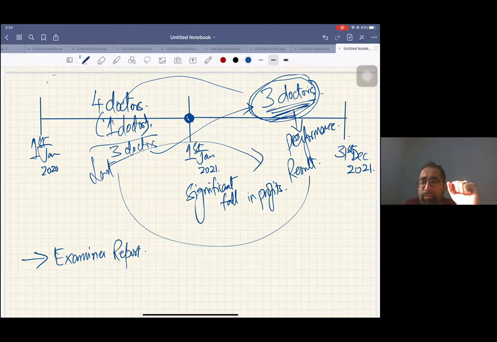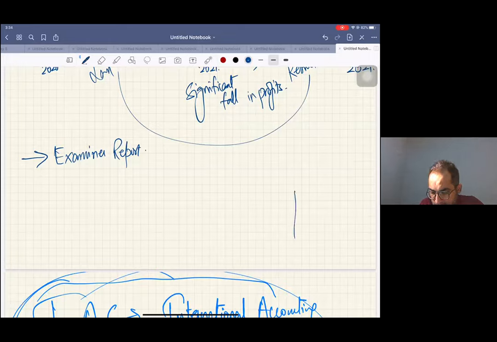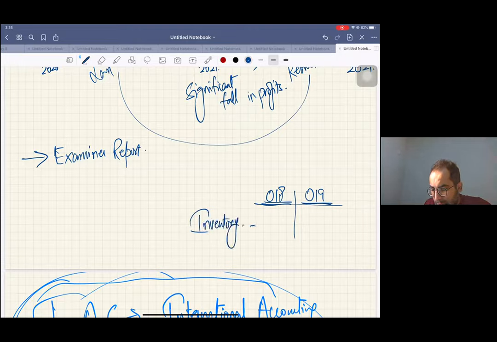Let me share one example with you guys. It came in the latest paper and some students made this mistake. If you make this mistake, your impression will be zero in front of the examiner. The examiner will come to know that you haven't studied. Now wait. In the question, see, this is 2018 and this is 2019. Last year, inventory was 5 million and now it is $7 million.